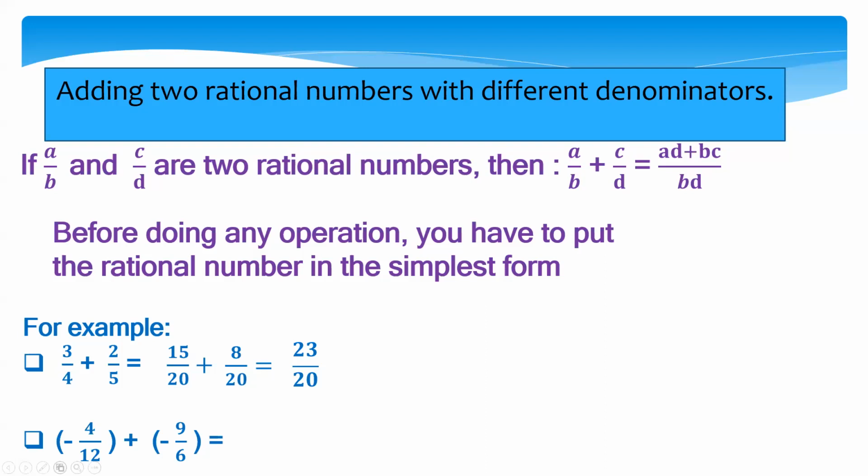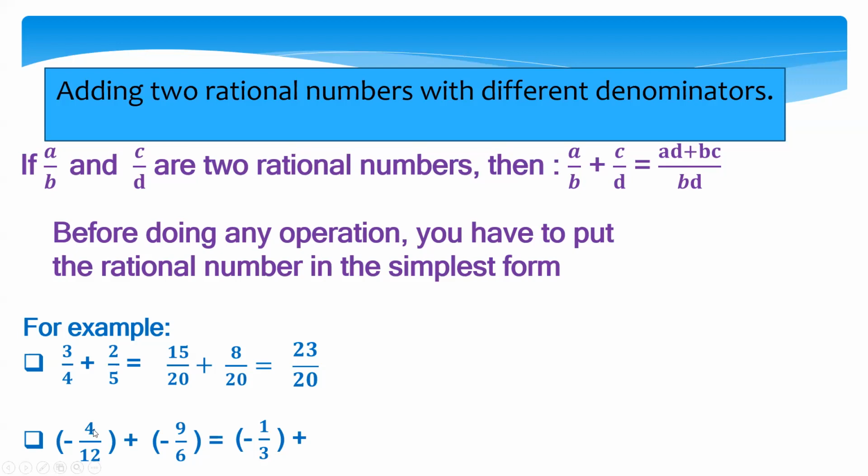Another one, I have negative 4 over 12 plus negative 9 over 6. What can I do? I will check whether the first rational number is in the simplest form. No. Why? I have here 4 over 12. I have a common factor between them. I will take the highest common factor between them. For 4 and 12, the common factor between them is 4. I will divide the numerator by 4 and the denominator by 4.